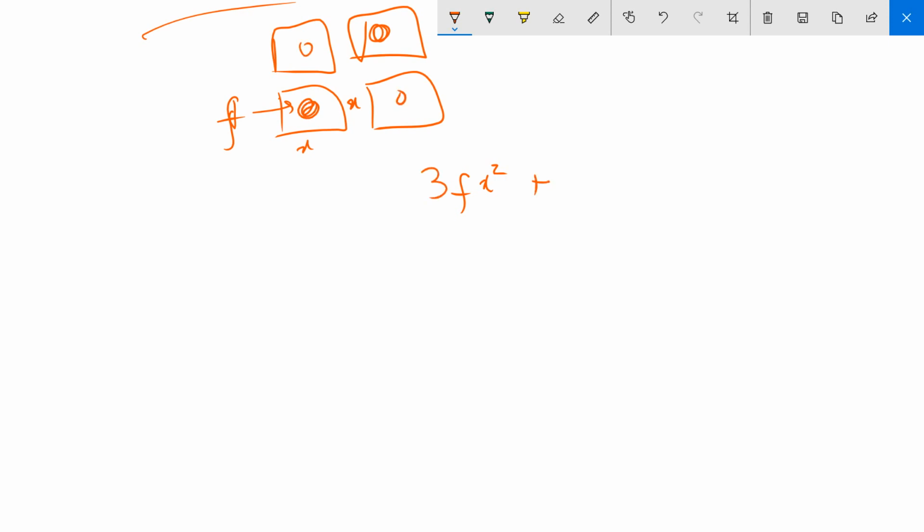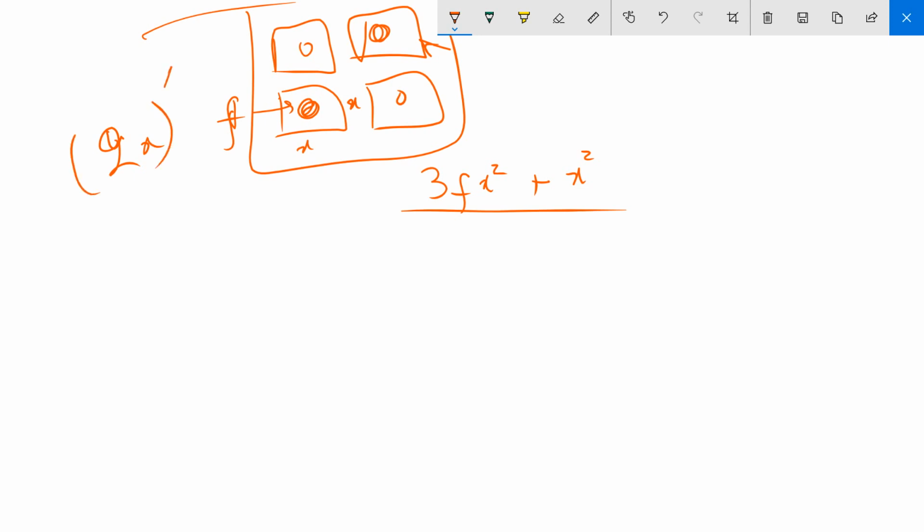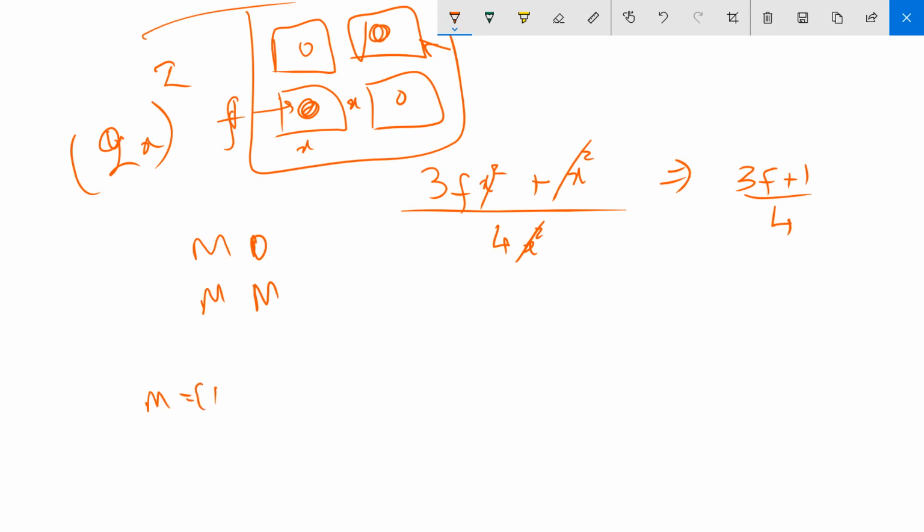Then the number of zeros in this part is completely x square, and there are a total of 2x square cells, which becomes 4x square. This is nothing but (3f plus 1) by 4. So we began with a 1 cross 1 matrix, where the fraction of zeros was 0. Plug 0 over here, it becomes 1 by 4, which is correct because the next stage was this and the percentage is 25%.